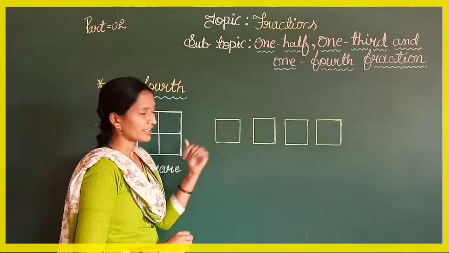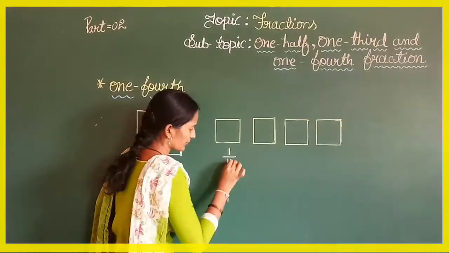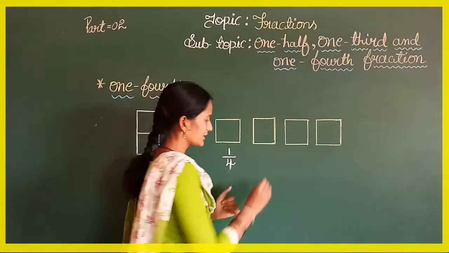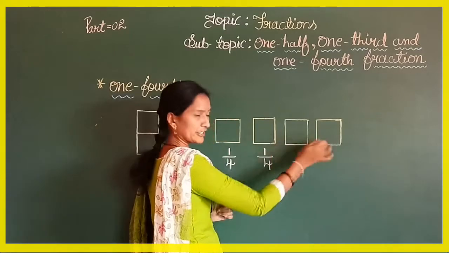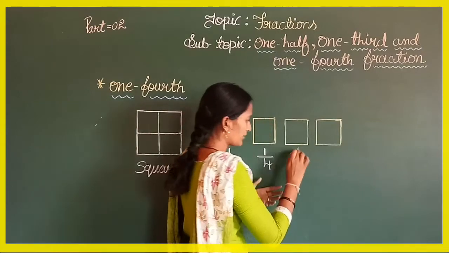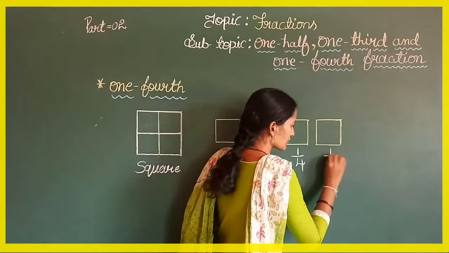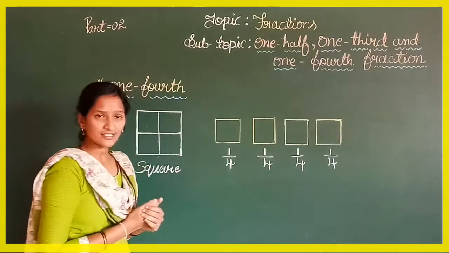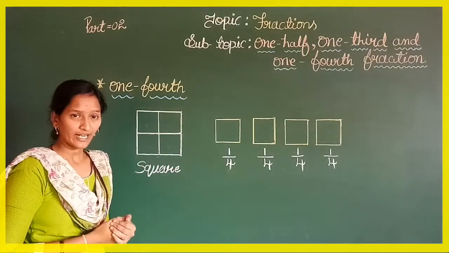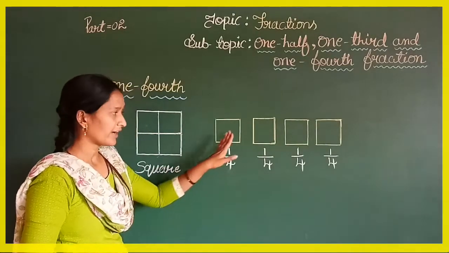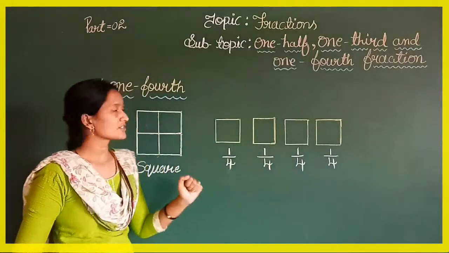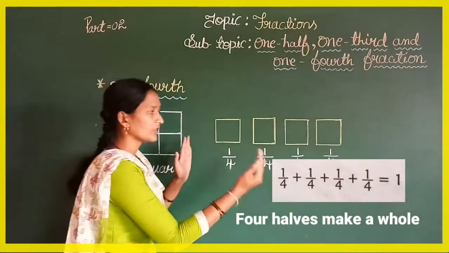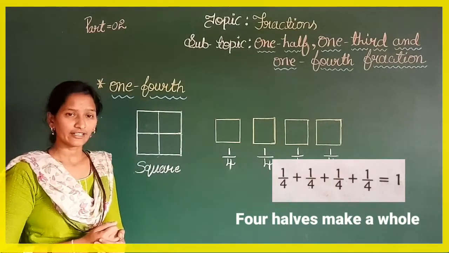So how can you write this part as a fraction? It is 1/4, right? It is 1 part out of 4 equal parts. Come to this part. It is also 1 part out of 4 equal parts. The third one is also 1 part out of 4 equal parts, and this one is also 1 part out of 4 equal parts. Now if you join all these parts, again you are getting the same square, right? How many parts are there? 1, 2, 3, 4. So my dear students, in the 1/4 fraction, 4 quarters make one whole. If you add all these, again you are getting one complete whole, right children?